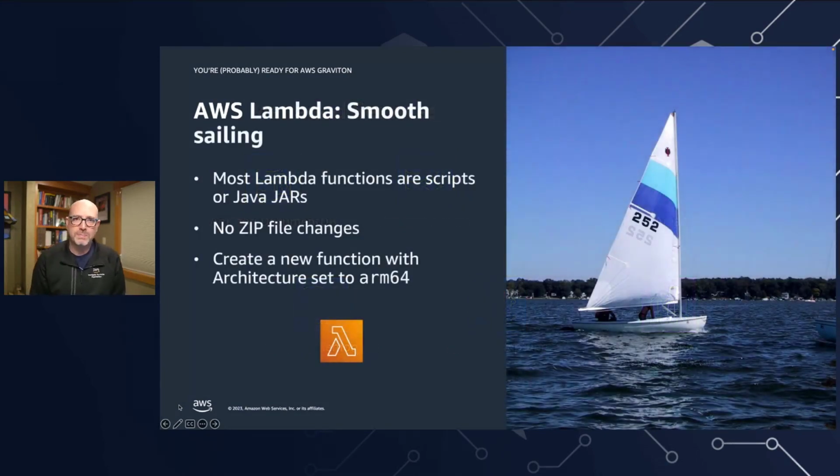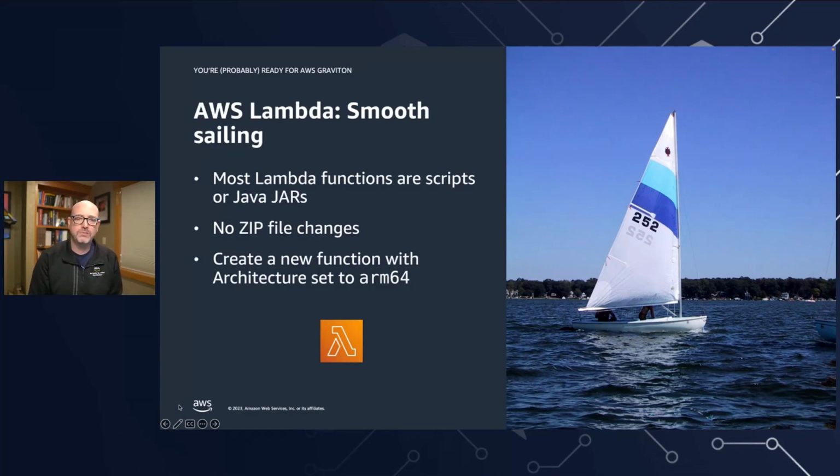Next, I want to talk a little bit about AWS Lambda. For most customers, migrating to Graviton for your AWS Lambda functions is very smooth sailing, no choppy waters at all. That's because in our research, we found that most customer Lambda functions are simply scripts written in Python, PHP, Node.js, Ruby, and so on, without any native code that is architecture specific.